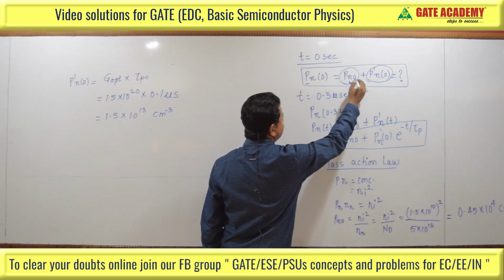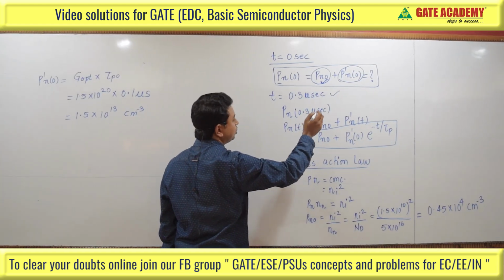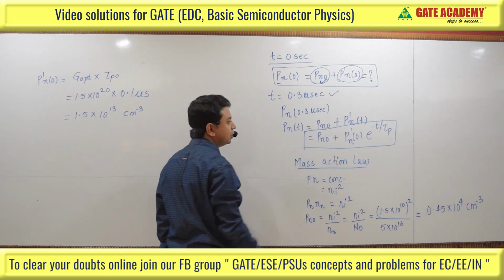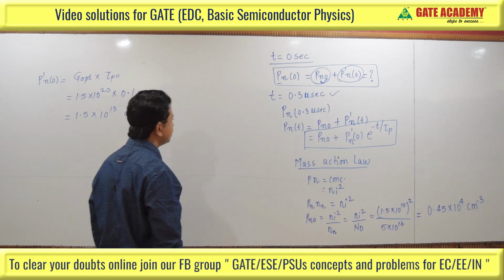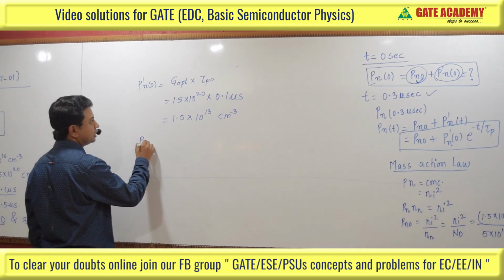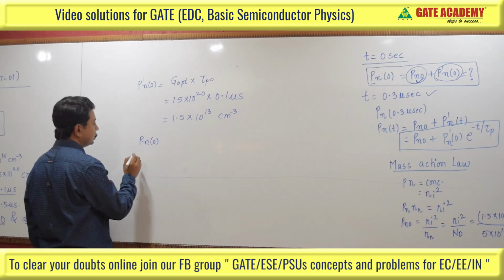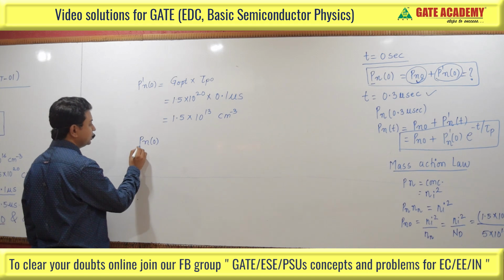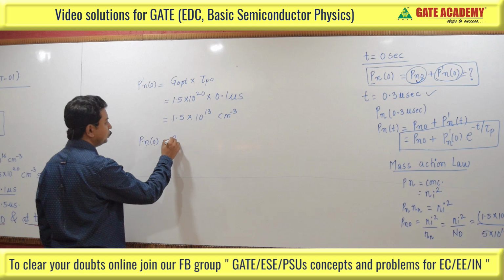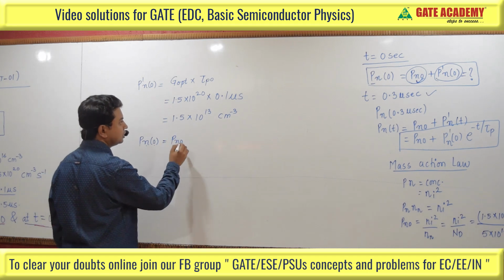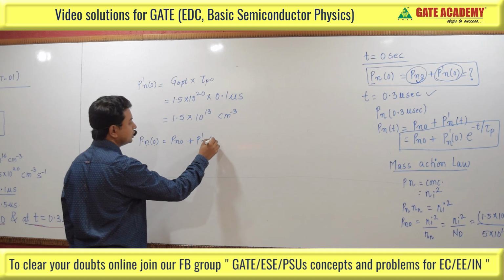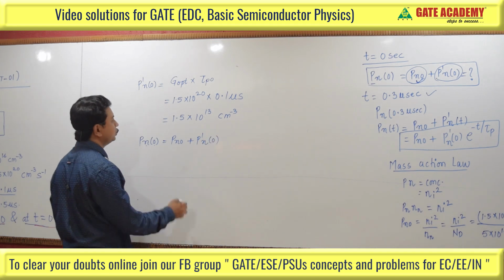This one is equal to 0.45 × 10^4 per cm³, and this one is equal to 1.5 × 10^13 per cm³. If you want to find Pn at 0, the concentration of holes in n-type semiconductor at time t = 0, this is equal to the initial concentration, that is the concentration at thermal equilibrium, plus the excess concentration, at time t = 0.